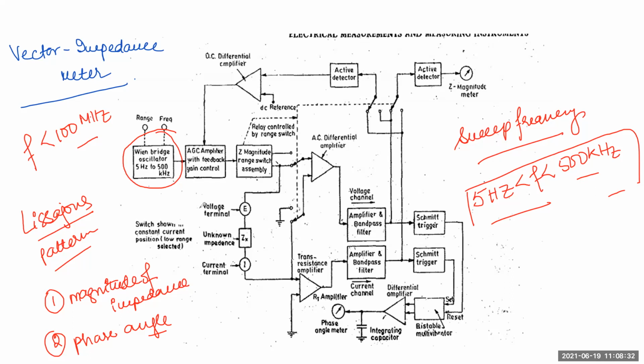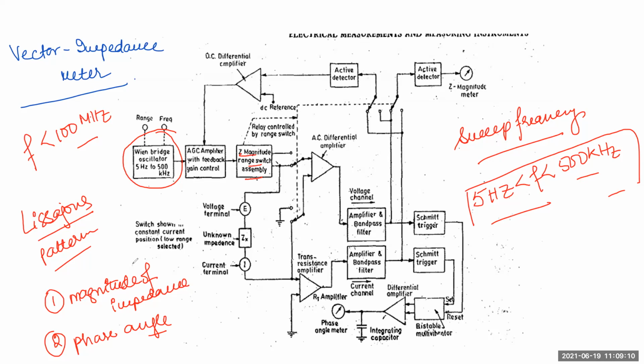Now the AGC amplifier output is connected to what? It is connected to this switch assembly you can see here. It's called the Z magnitude range switch assembly. Why a switch assembly? Because it is used as a precision attenuator network, to attenuate very precisely the output of the AGC amplifier. So we have used this range switch, which is called the Z magnitude range switch. A special kind of circuit is there in the switch.